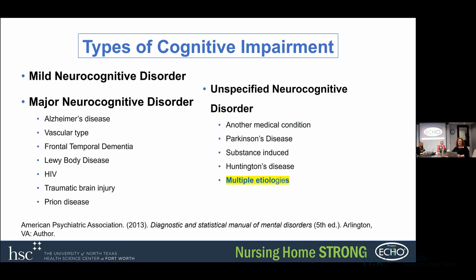If someone has a mild neurocognitive disorder, sometimes it can be reversed. In other words, that doesn't mean they're going to progress to a major neurocognitive disorder, but for example, if they're having depression or if they're having other problems that are affecting their memory, once those problems are treated, sometimes they don't progress. But once we determine that there is a major neurocognitive disorder, usually the progression continues.